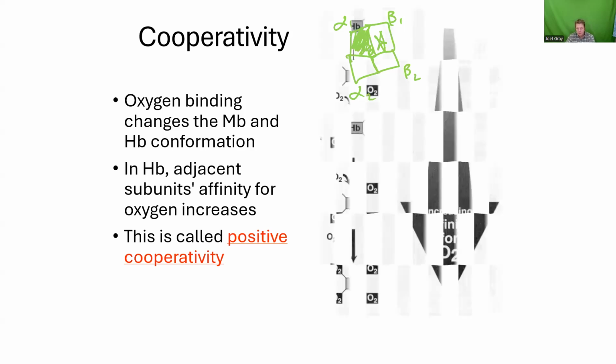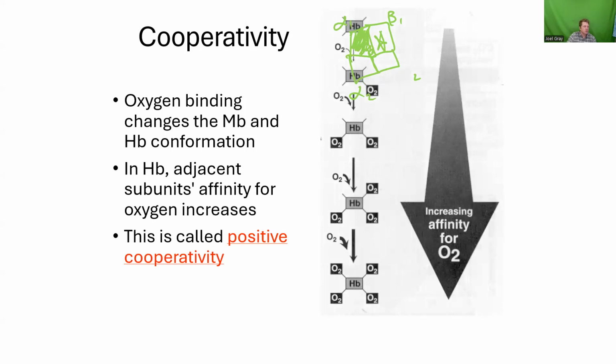Now, here's a nice image of kind of what that looks like. Okay, so here what we have is our deoxyhemoglobin. What state, and we'll do a bonus point for this one, is the deoxyhemoglobin the T state or the R state?